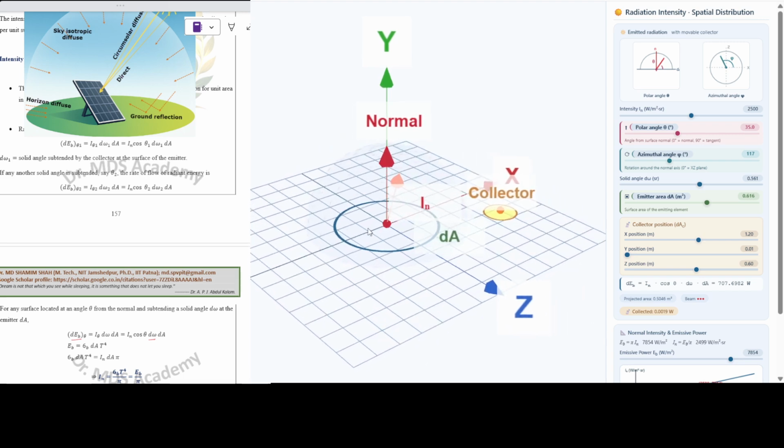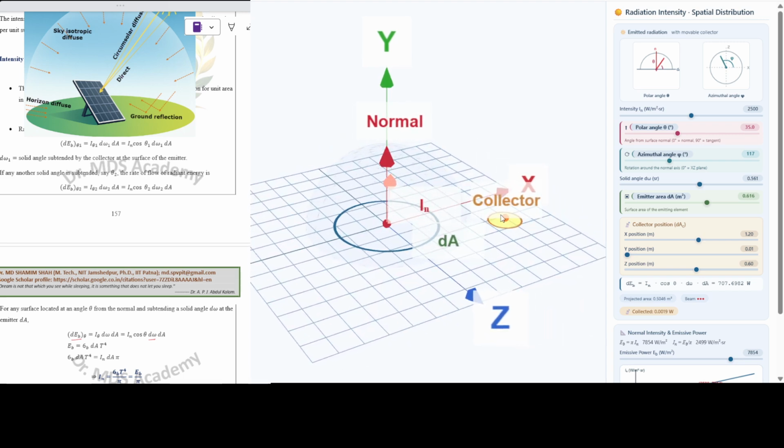Now let's understand the collector position. This is our collector position, the shape given here in yellow. Let's change the position, changing the x-axis like this. The collected energy is 0.0021 watt. As you move towards the emitter area, more and more energy it will receive. The farther you go from the emitter area on the x-axis, the lesser energy you will receive.